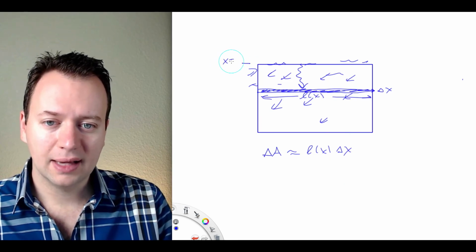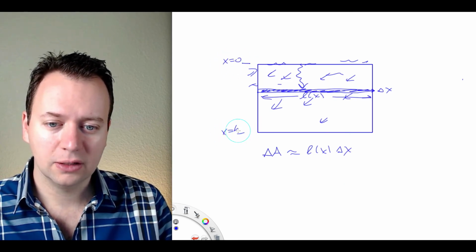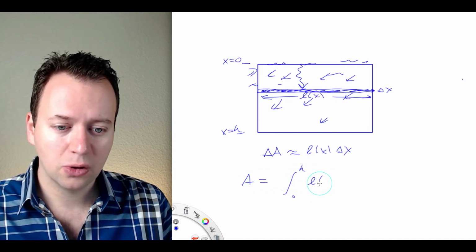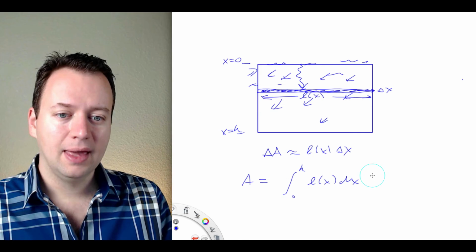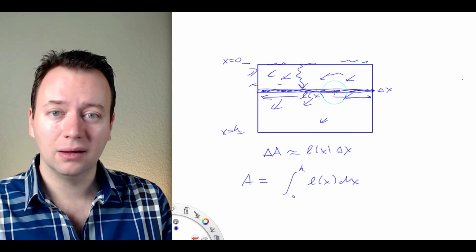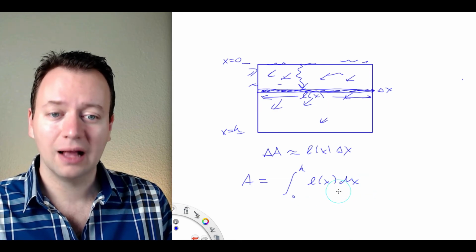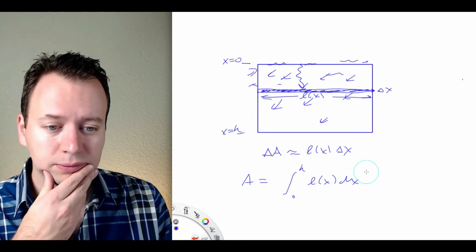Let's say this is x equal to 0 and x equal to h. So the total area is going to be the integral from 0 to h of L of x dx. If you have a constant length across L, you just get the integral of L dx, which is L times h, which is the area of a rectangle.